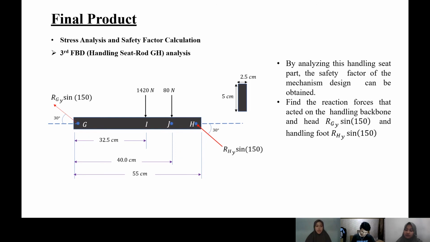Here it is shown the free body diagram of the handling set, and here it is shown the cross section that we use. It has a thickness of 5 centimeter and the width is 2.5 centimeter. By analyzing this handling seat part, the safety factor of the mechanism design can be obtained, and we need to find the reaction force that acts on the handling backbone and head, which is RGY sin 150, and the handling foot, which is RHY sin 150 degree.